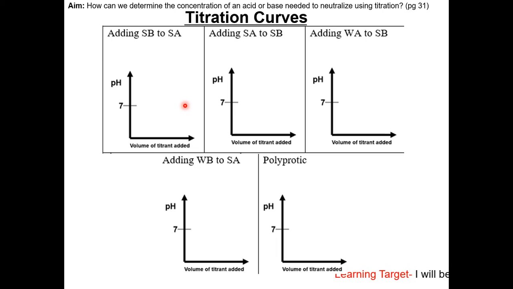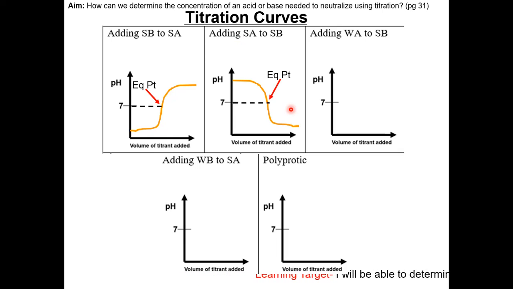Here are different types of titration curves. In the first one, we're adding a strong base to a strong acid. At the equivalence point, the pH is 7. In the next one, we're adding a strong acid to a strong base. At the equivalence point, the pH is also 7 because both of these are strong acid and strong base titration. On the Regents, this is the only scenario that you must know.